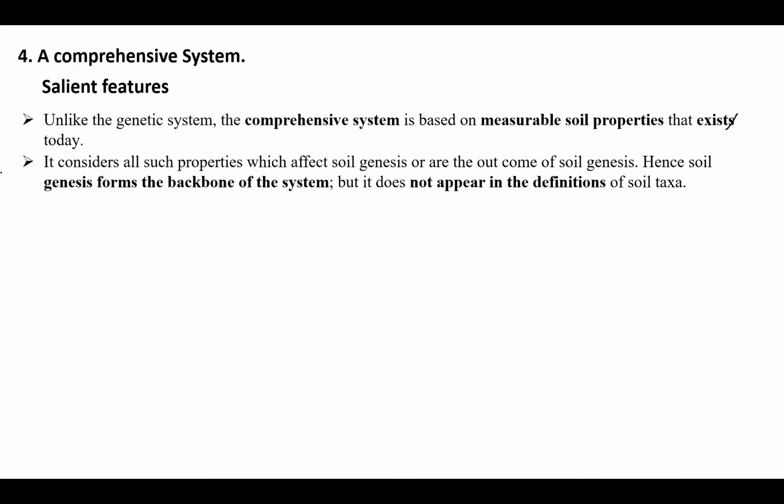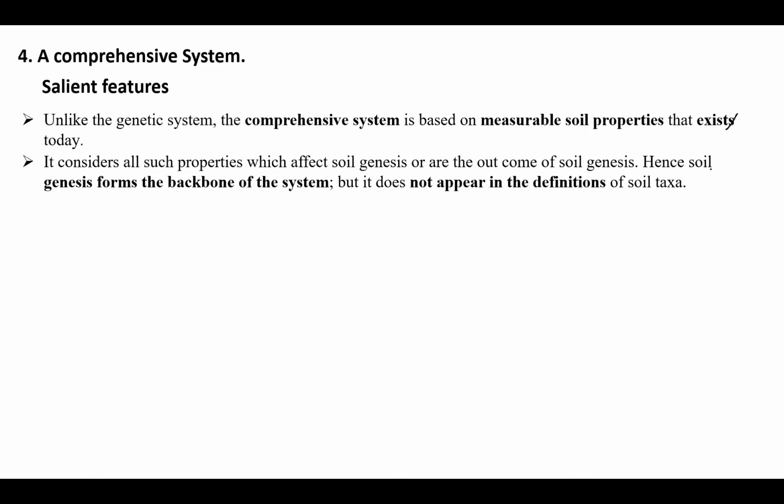Coming to the second one, it considers all such properties which affect the soil genesis or the outcome of the soil genesis. So what happened here? They have considered, for example, the climatic factors, the soil texture, inherent properties. If you go into detail about the seventh comprehensive system, they have considered all the properties which affect the soil genesis and the outcome of the soil genesis.